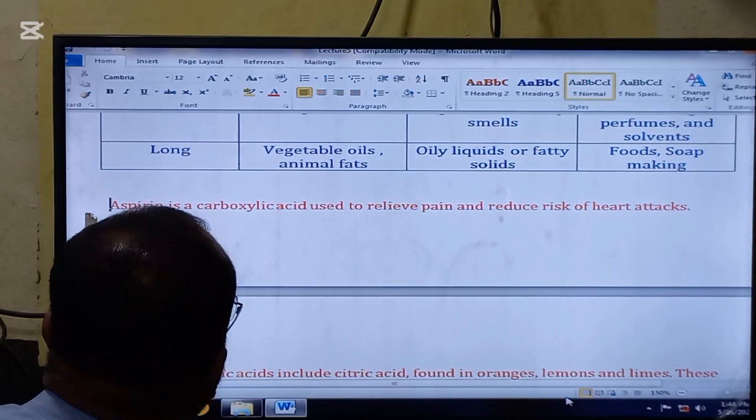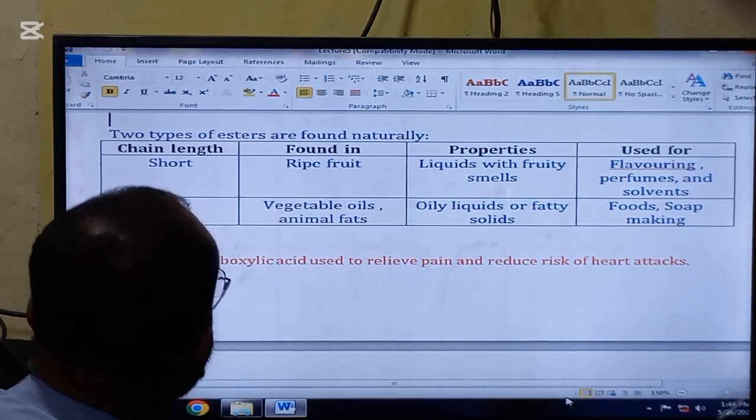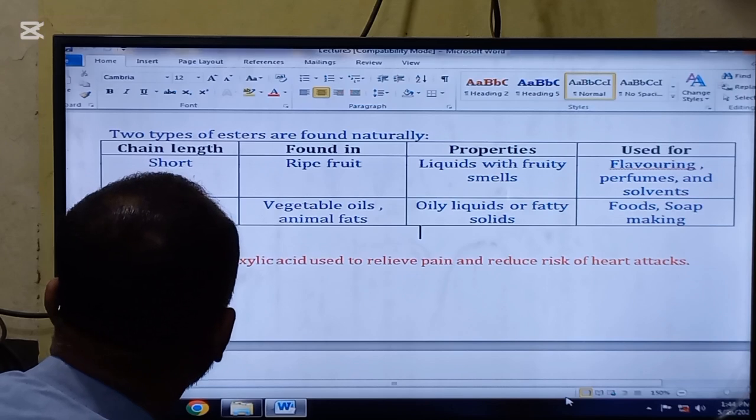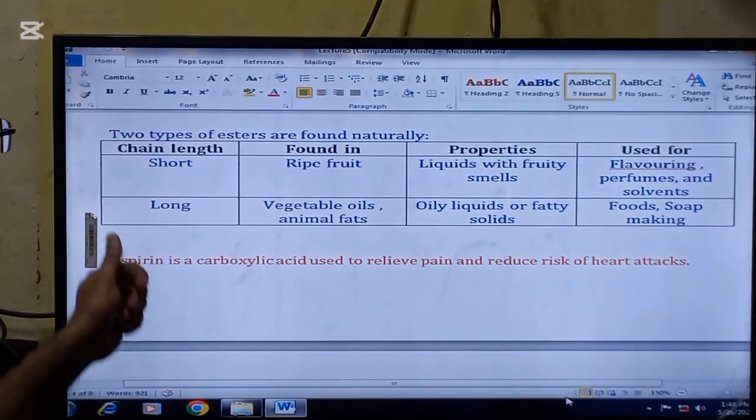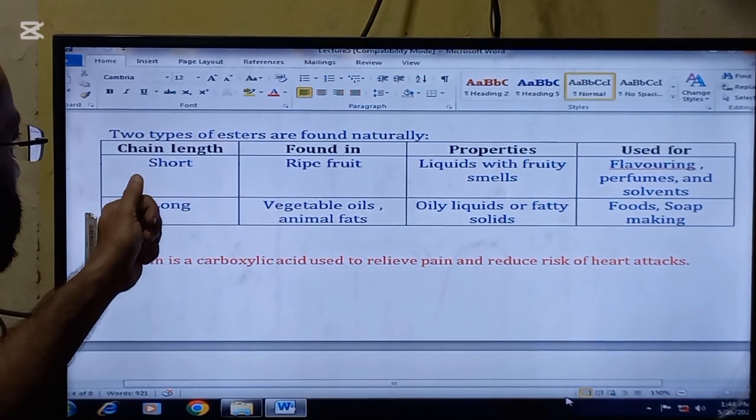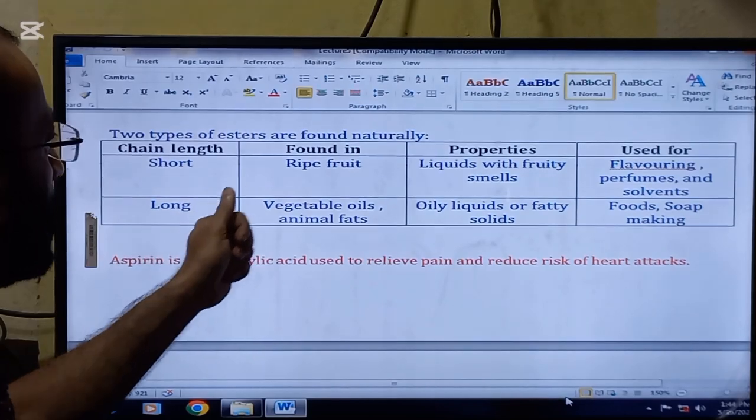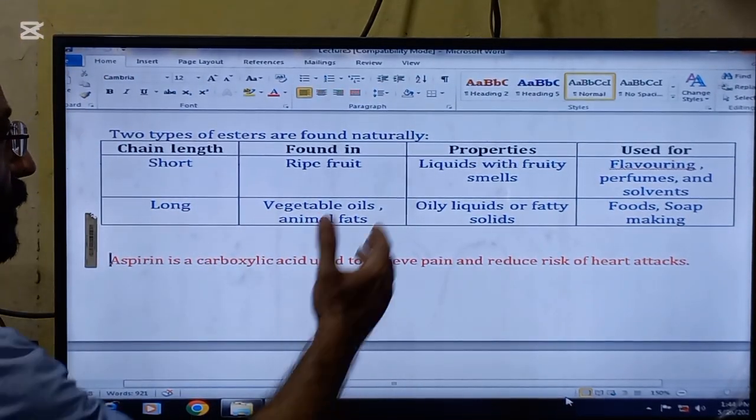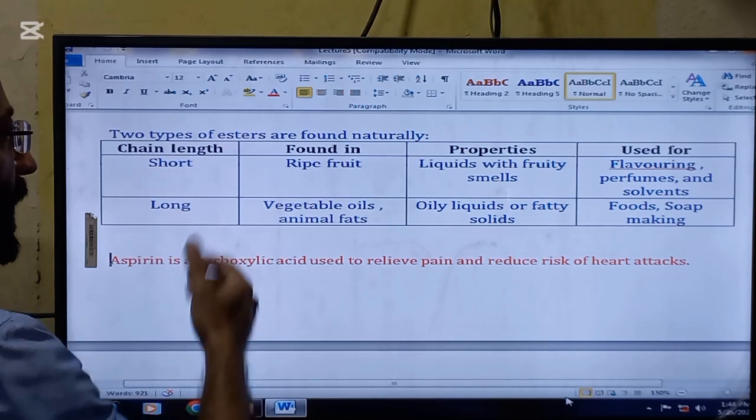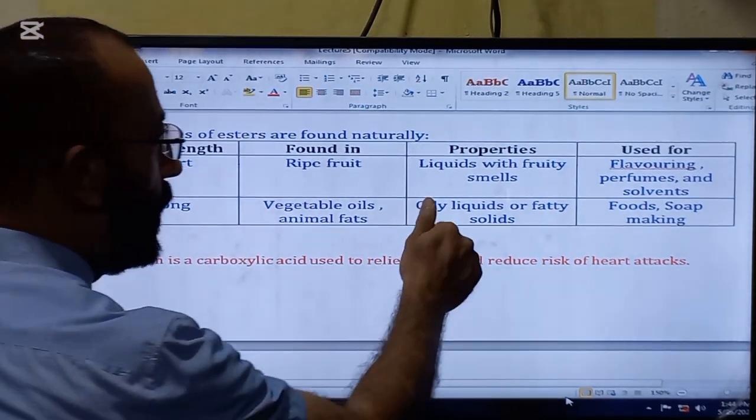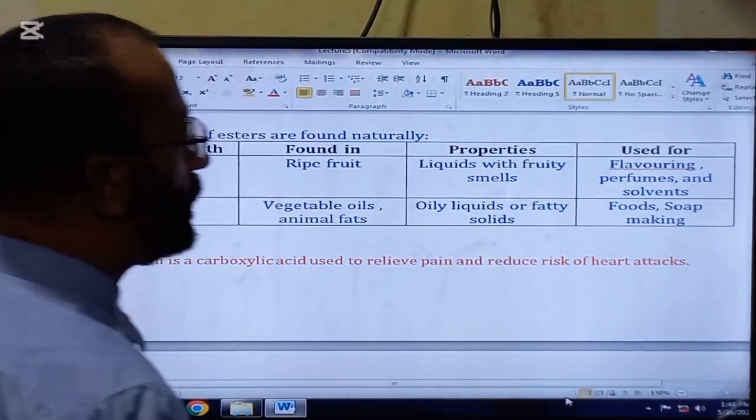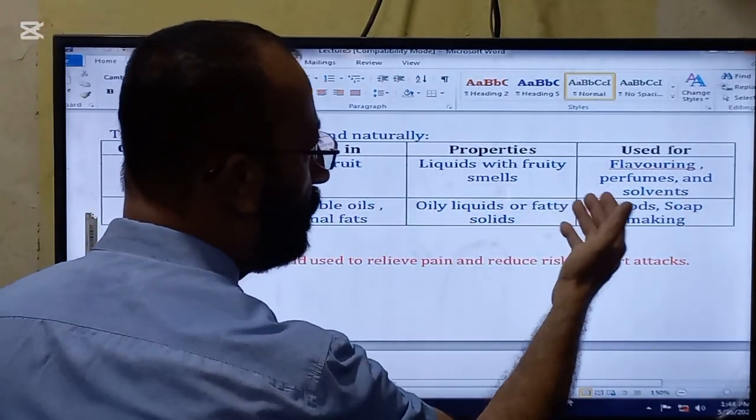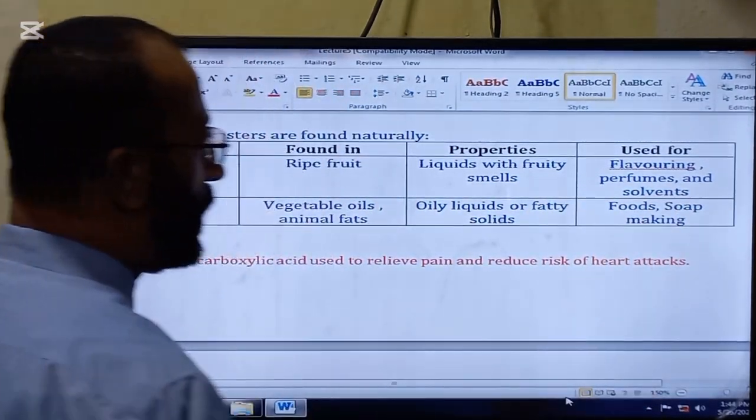Two types of the esters are found naturally. First is short chain length, that is found in ripe fruits. Properties of short chain length esters are liquid with fruity smells. And these are used in flavoring, perfumes and solvents.